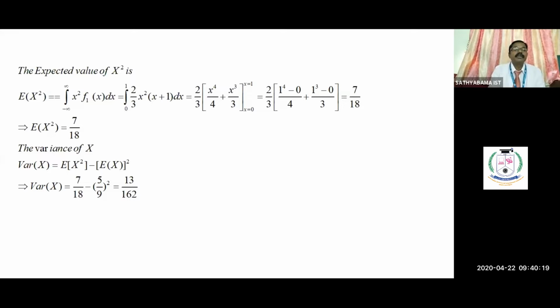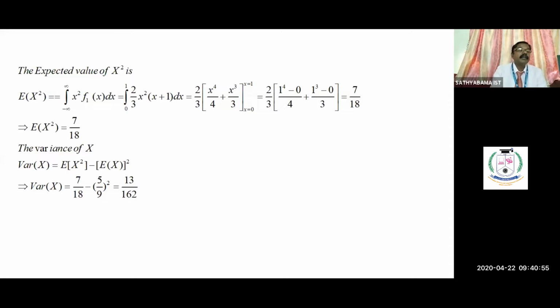For the next term, upper limit same, x cube. That is 1 cube minus 0 cube, that is nothing but 1. So simplifying, we are getting 7 by 8. That is in the first line. So that is nothing but E of x square equal to 7 by 8. In the third line, the variance of x. From this, we can find the variance of x. By the definition, variance of x equals E of x square minus E of x whole square. So when we are substituting the value of E of x square, the variance value can be found by substituting the values. That is 13 by 160.